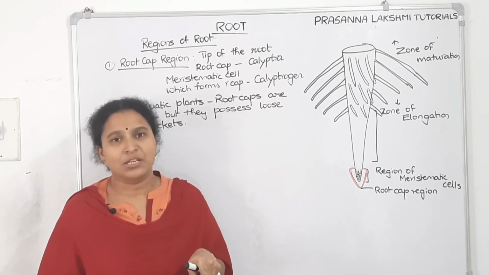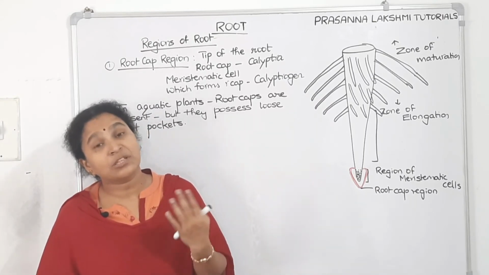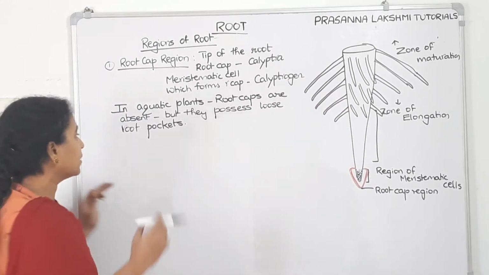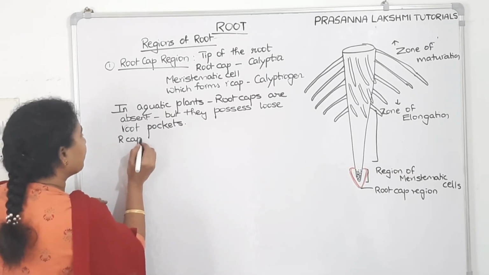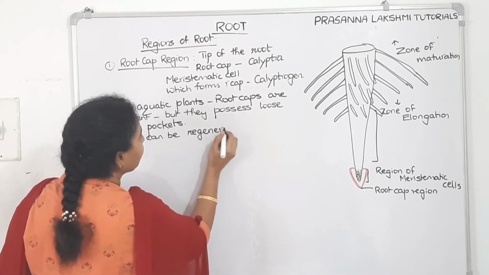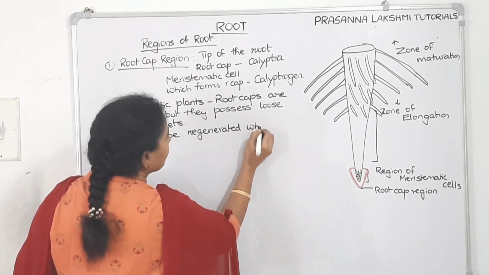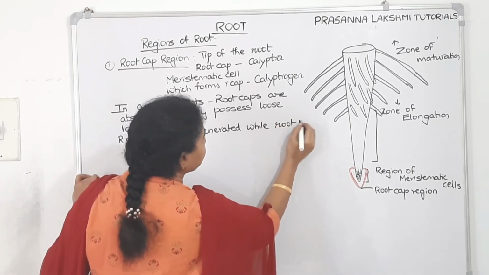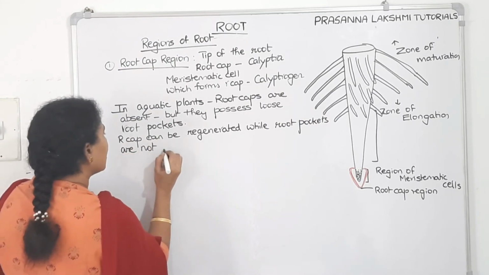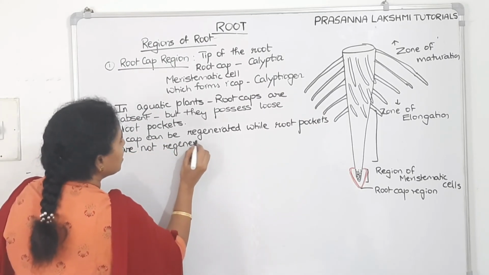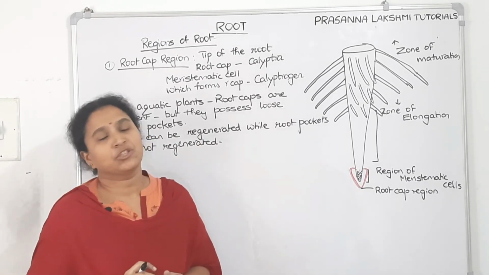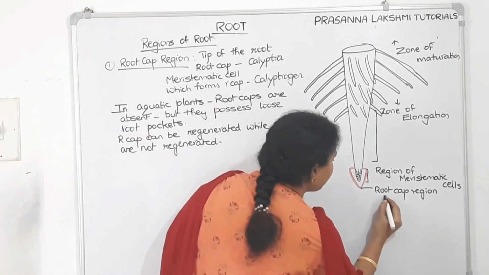Root cap might get damaged. So, if it is damaged, it can be regenerated. But root pockets are not regenerated. The difference between root cap and root pocket is that root cap can be regenerated, while the root pockets are not regenerated. Understood? This is about the root cap region, the first region, terminal region.